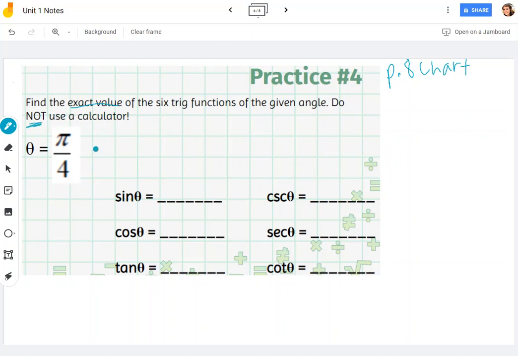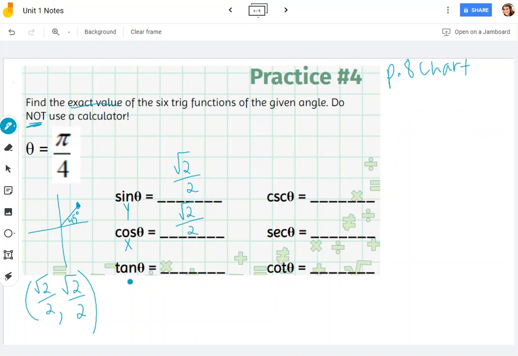So pi over 4 is on our unit circle. I've got pi over 4 right there at the middle. It is that 45-degree reference angle. So my coordinates there are going to be rad 2 over 2, rad 2 over 2. Finding my sine, cosine, and tangent: my sine is the y value, so we have rad 2 over 2. My cosine is the x value, so here it happens to be the same thing, rad 2 over 2. And then tangent is y over x.